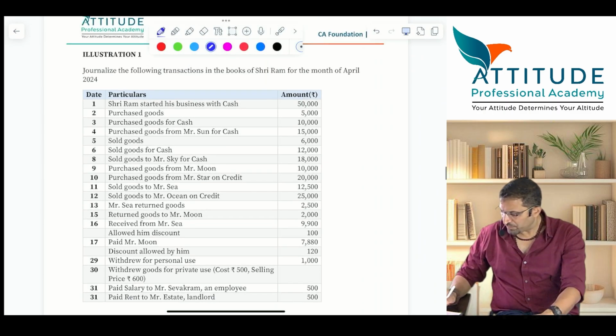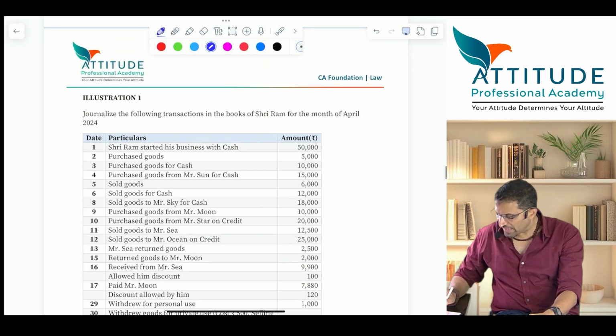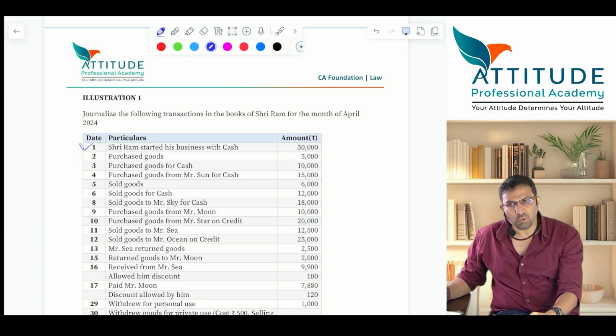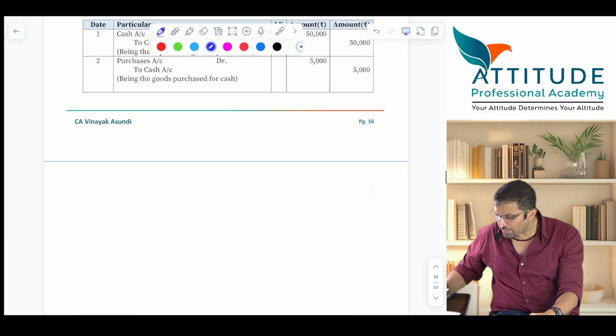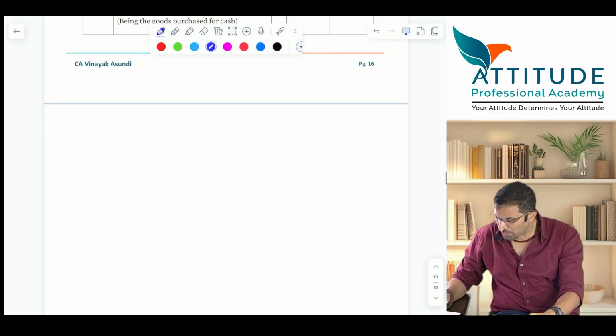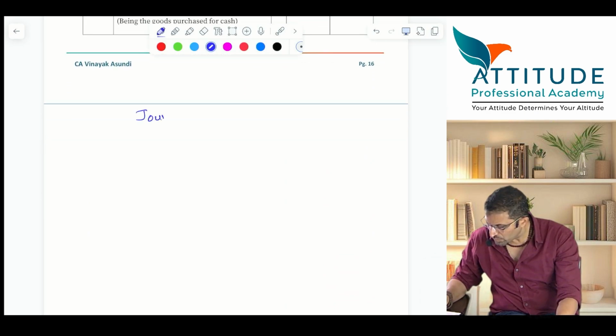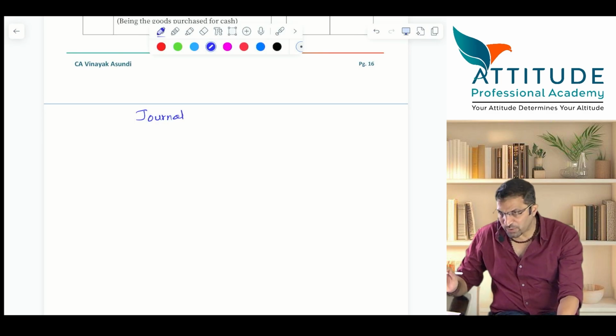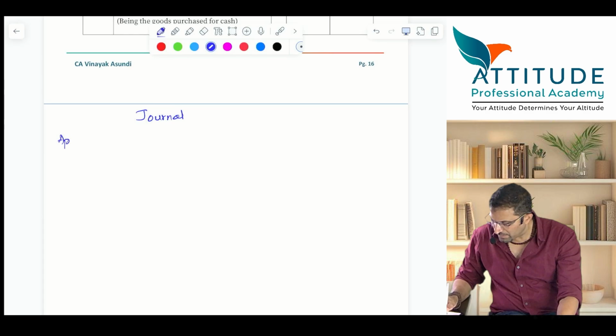Okay, first, Shri Ram's, look at this. Journalize the following transactions in the books of Shri Ram for the month of April 2024. First one, Shri Ram started his business with cash, rupees 50,000. Clearly mentioned, 50,000 capital brought in by the owner. Now look from the business angle. Journal format I have already told you, but right now I am putting only debit and credit rules. April 1st.